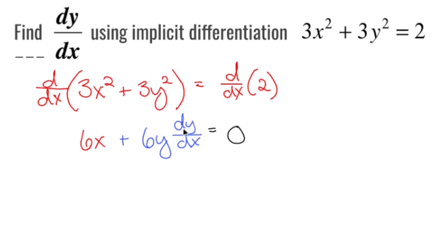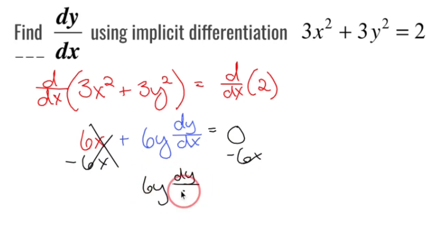Now what I have to do is get dy dx all by itself. Well, dy dx isn't all by itself. I have 6y attached and 6x floating. So let's subtract 6x from both sides. That gives me 6y dy dx equals negative 6x. Dy dx still isn't all by itself.